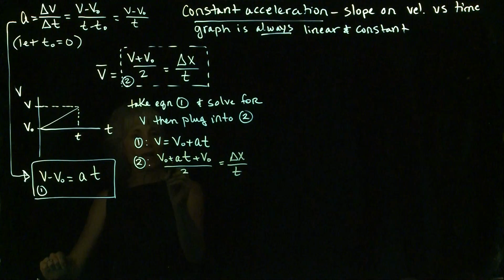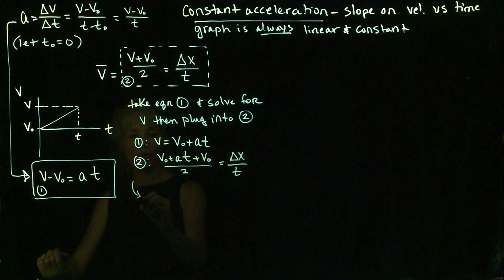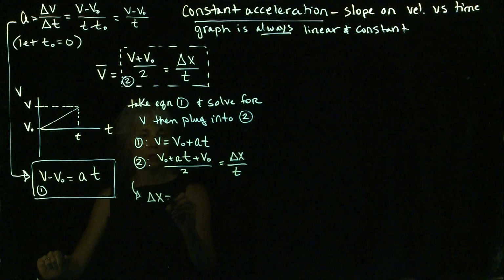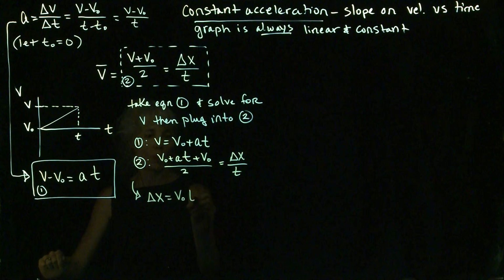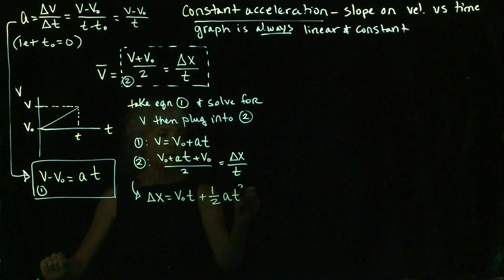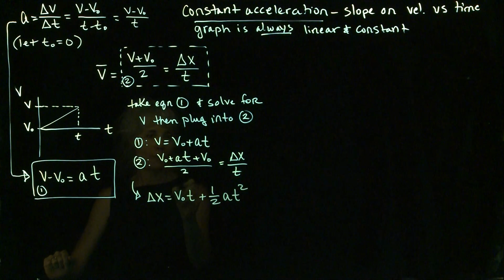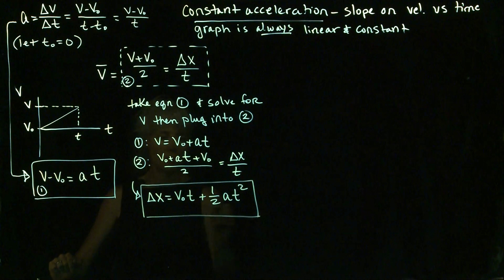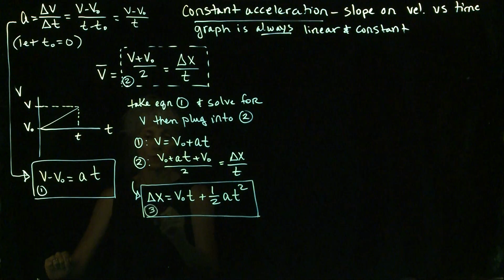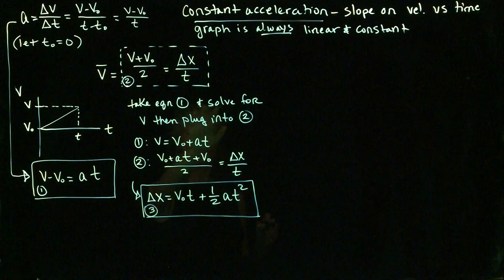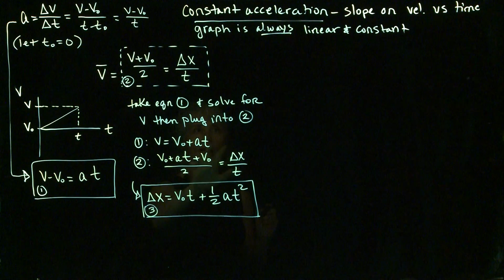If I rearrange this equation, what I will get, and this will be familiar when you look in the book because it's expressed this way, is this form right here. So these two are the same equations. This is just rearranged. And this now gives us a third equation that we can use for the case of constant acceleration. So we took equation 1, solved for v, and then plugged that into 2.